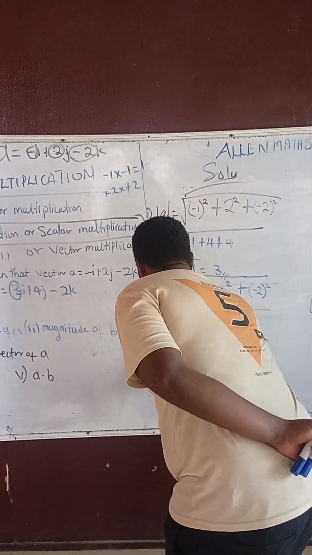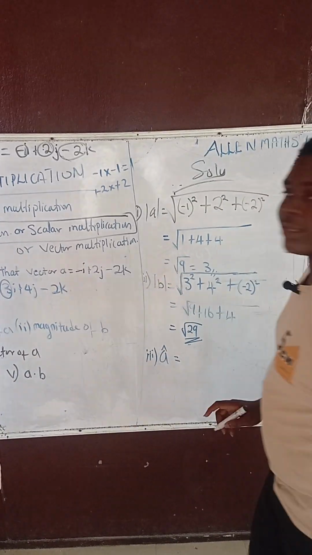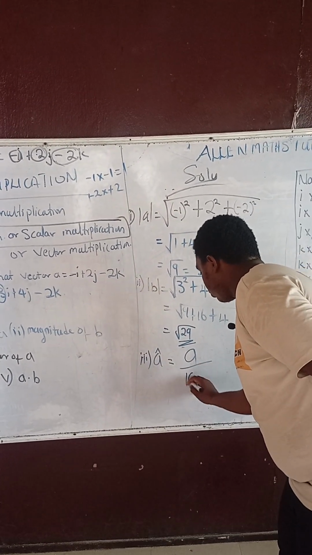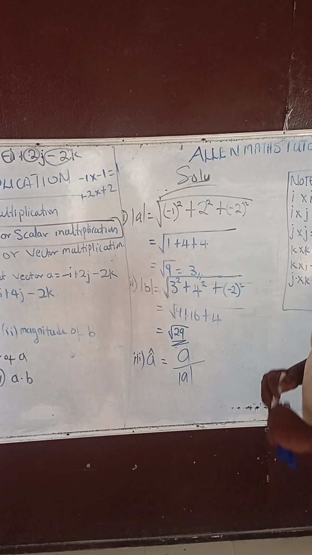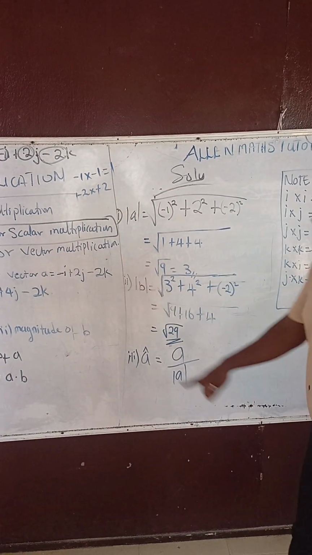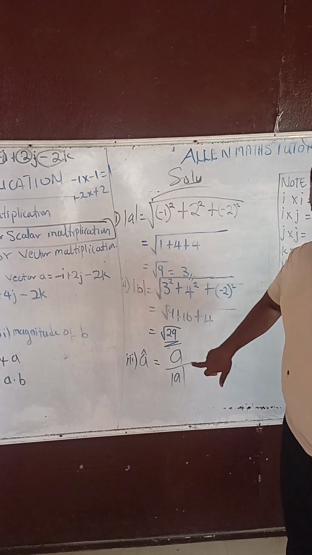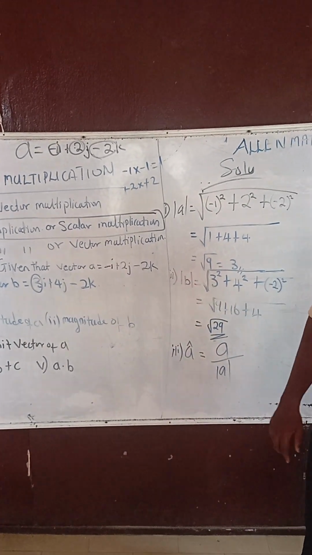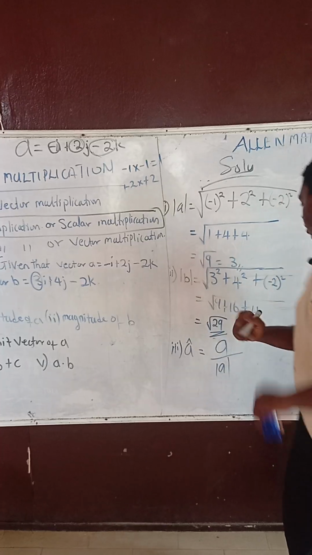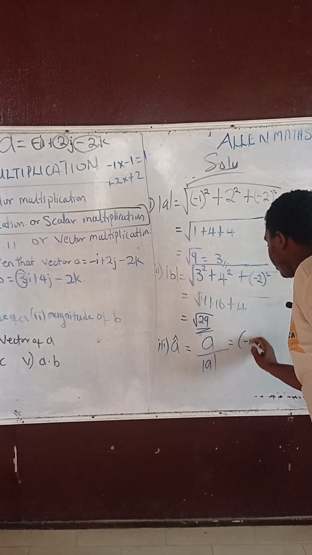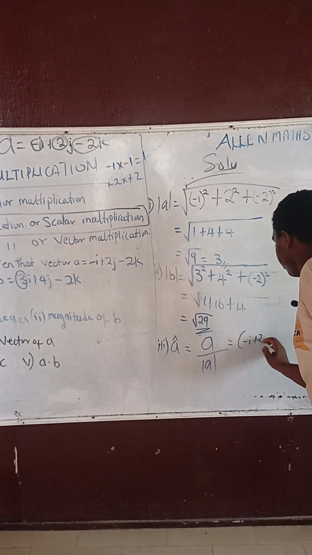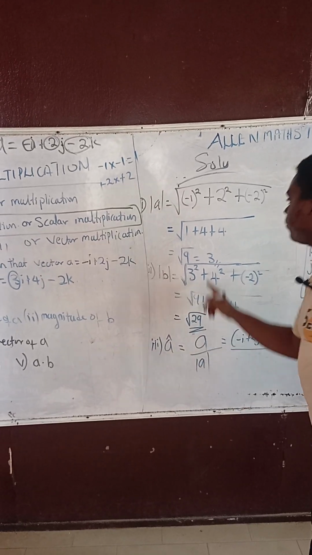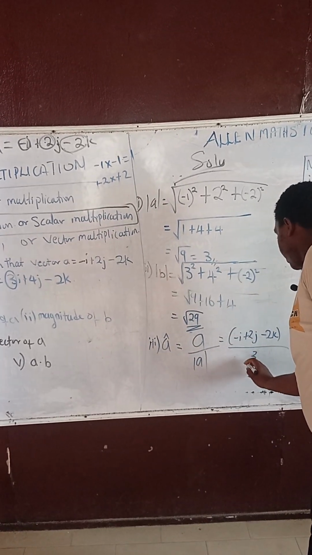Unit vector is vector A all over modulus of A. This is the unit vector. This sign is for the unit vector. Vector A, this is vector A all over the modulus of A. So I will write the vector A, minus i plus 2j minus 2k. What's the modulus of A? Modulus of A is here what? It's 3.